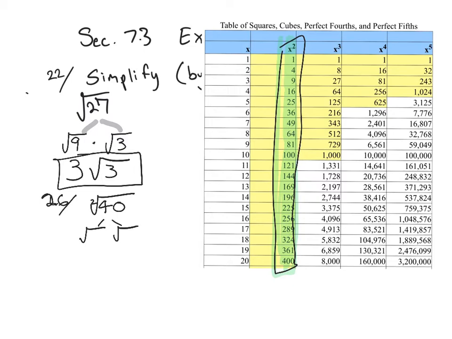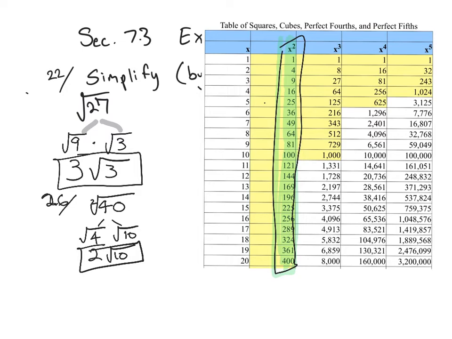So 40, I always start with the bigger numbers. 36, nope. 25, I can't divide it by 25, nope. 16, nope. 9, can't divide it by 9, nope. 4, ding, ding, ding. There's our winner. So 4 times what is 40? Bam, 10. Now we have a winner. Square root of 4 is 2. Square root of 10, can't do it. So that's where it stands.